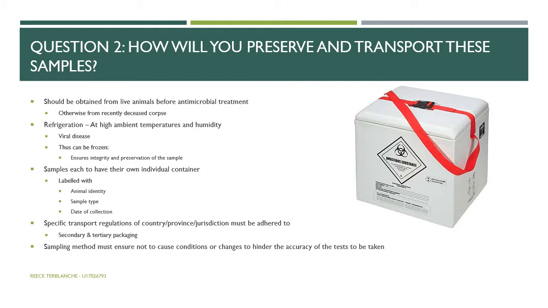As LSD is a viral disease, it can be frozen to ensure the integrity and preservation of the specimen and contained pathogens. Specimens should have their own container that completely isolates them from the elements and outside contamination. These containers need to be labeled with the specific animal's details, such as identity, sample type, and the date it was collected. Specific transport regulations of the country or area must be adhered to, such as secondary and tertiary packaging. The sampling method must ensure not to cause conditions or changes that will hinder the accuracy of the test to be taken later on.